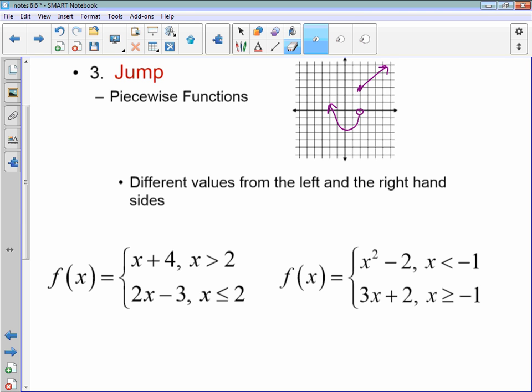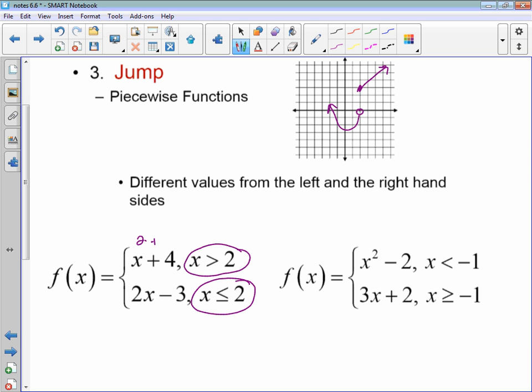So for the first f of x here, what you do is take this x value and plug it in. I'm looking when x equals 2. In the first equation, 2 plus 4, what is that? 6. Good work, guys. Then I plug it into the other one. 2 times 2 minus 3, what is that? 1. Are 6 and 1 the same number? No. That means you have a jump at x equals 2.